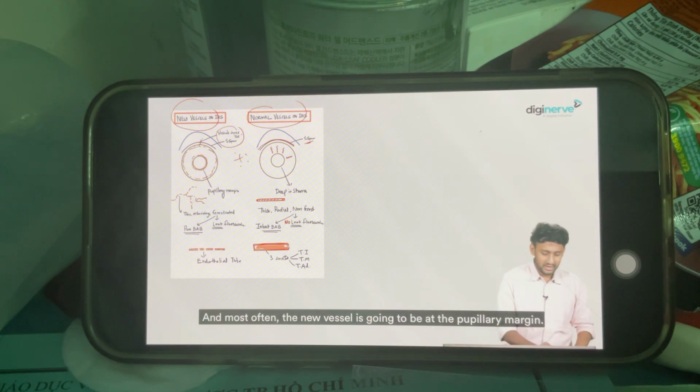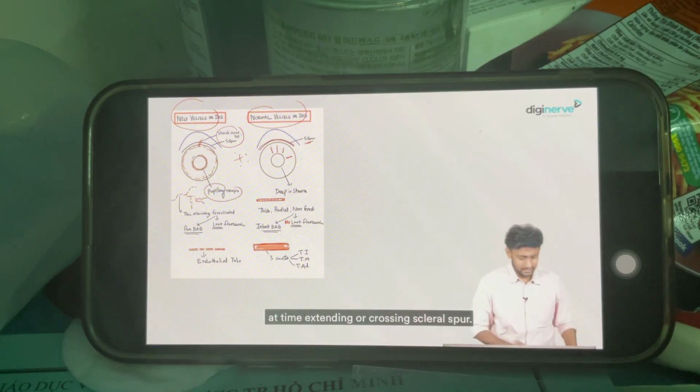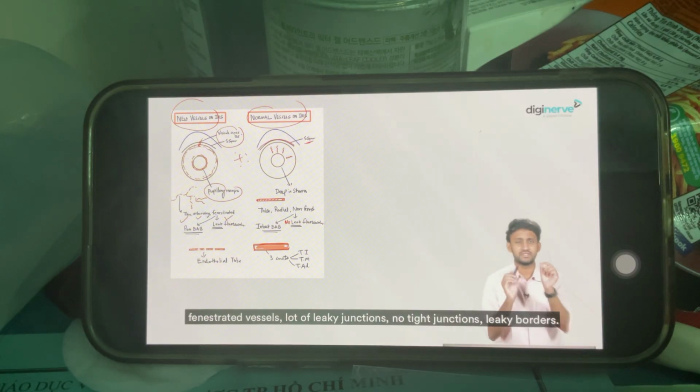And most often, the new vessel is going to be at the pupillary margin. So you can see the new vessel is going to be at the pupillary margin, at the periphery also, at times extending or crossing scleral spur. And the new vessels are going to be thin, arborizing, fenestrated vessels. They are discontinuous, fenestrated, with a lot of leaky junctions, no tight junctions, leaky borders.